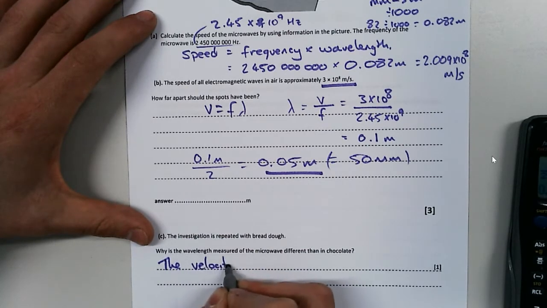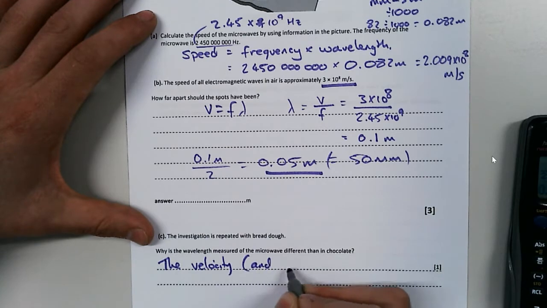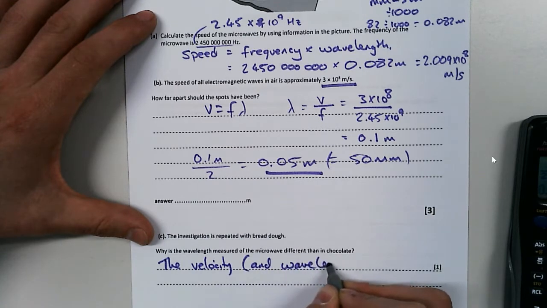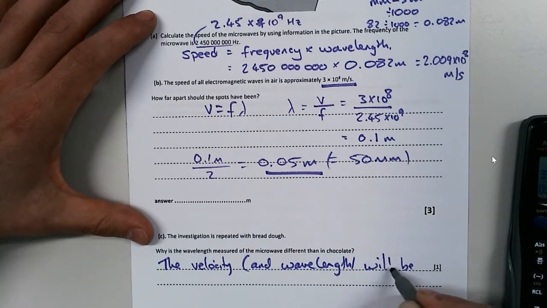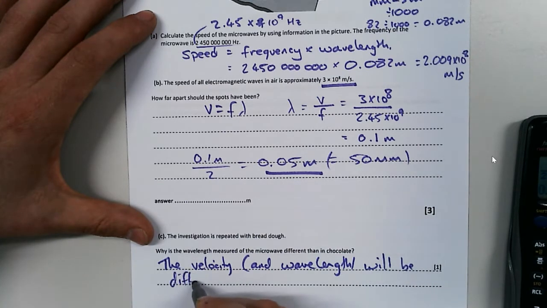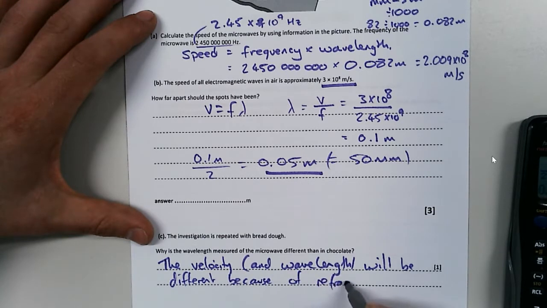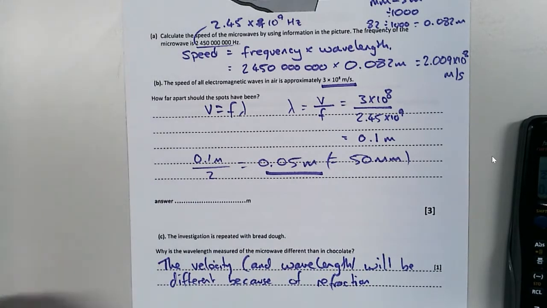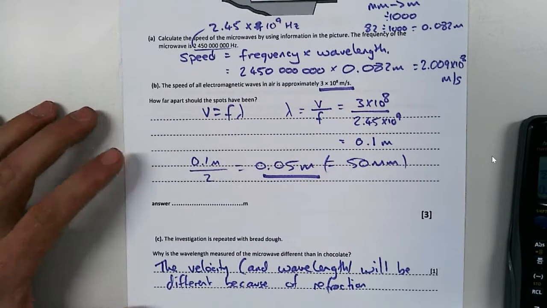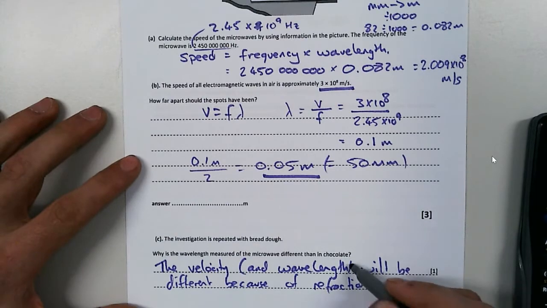So the velocity and wavelength will be different because of refraction in the different materials. So it's now in bread rather than chocolate. Usually we talk about glass and air and water, but here we're talking about different materials. However, waves will still do the same thing.